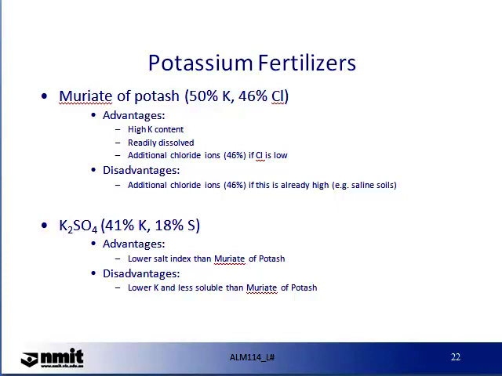fertilizer is not appropriate. The second fertiliser is dipotassium phosphates. This contains 41% potassium and 18% sulfur. The advantage is that it's a lower salt index than the potash. The disadvantage is that your potassium is lower than the potash.